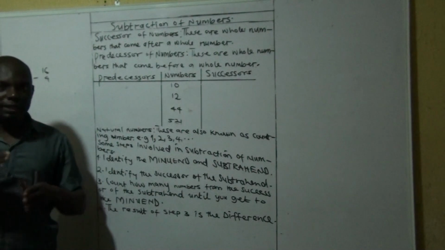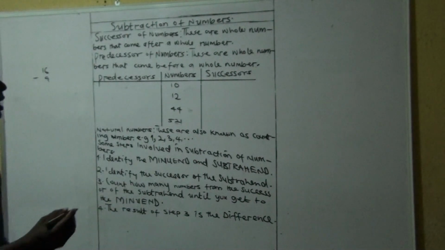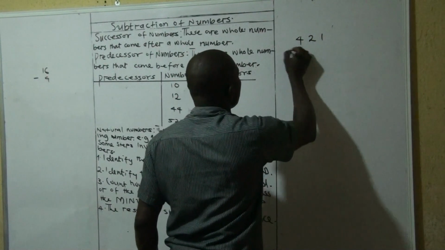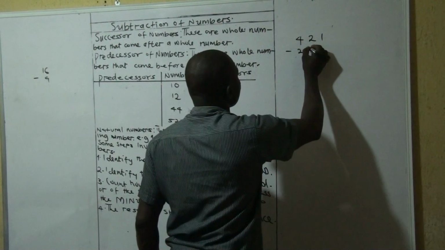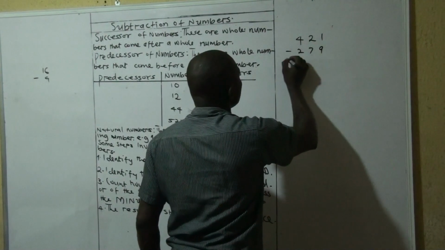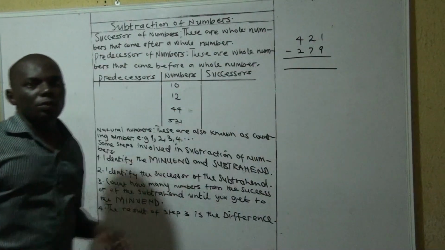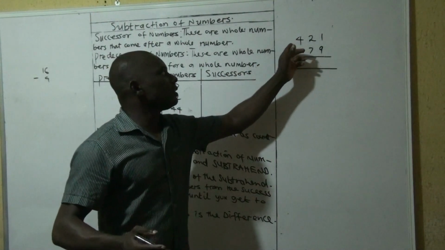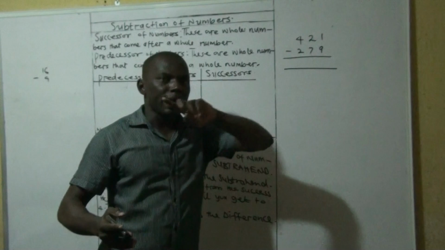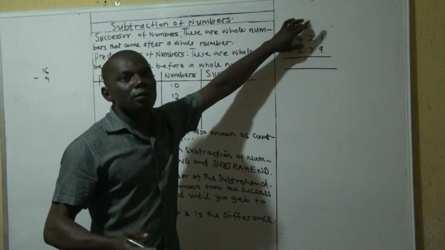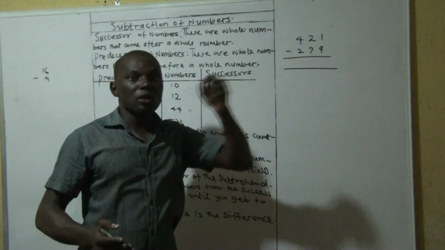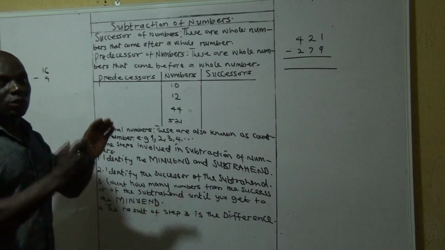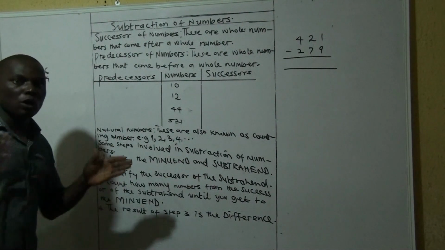So in our last class, I said, assuming we're having maybe 421 minus 279, and we're asked to do this subtraction. Now the first thing you need to know is that the one up here is called our minuend. The number you are subtracting from is called your minuend, and the one that is subtracted is called the subtrahend. So you must know that. Then the next thing, you must arrange them so that units are under units, tens under tens, and hundreds under hundreds.